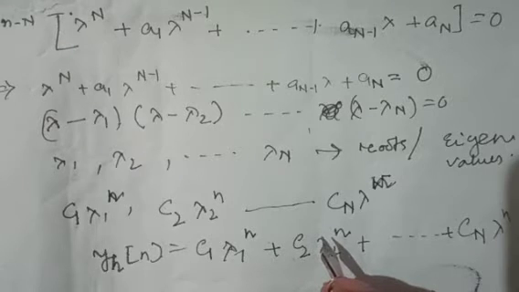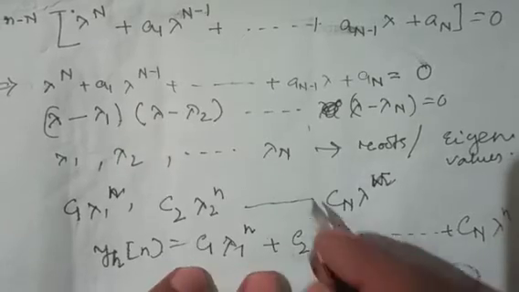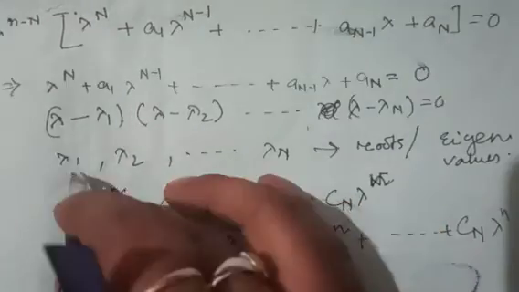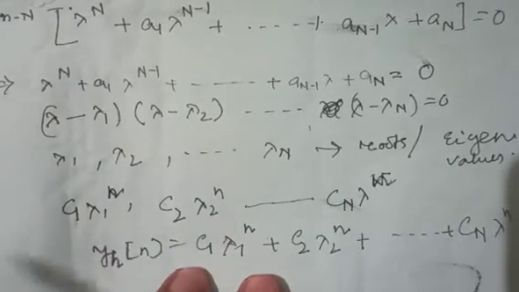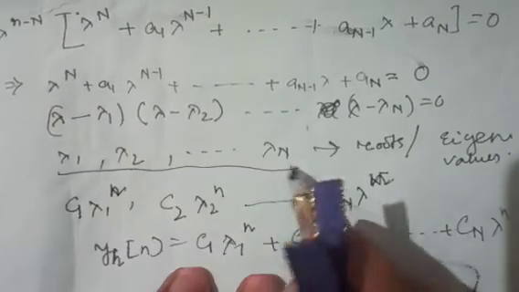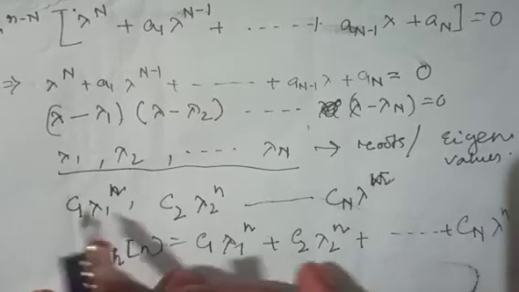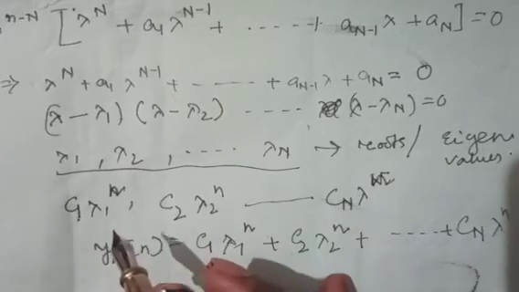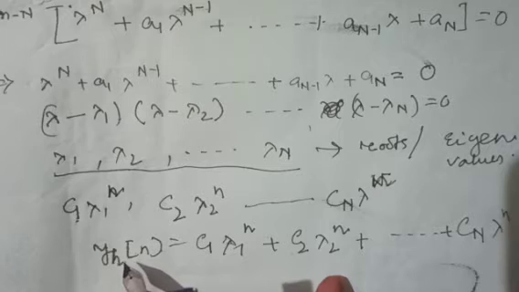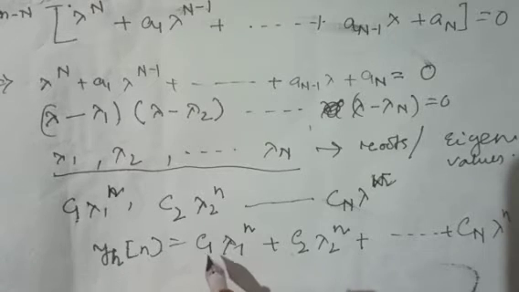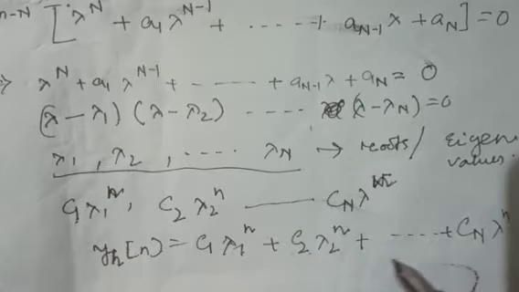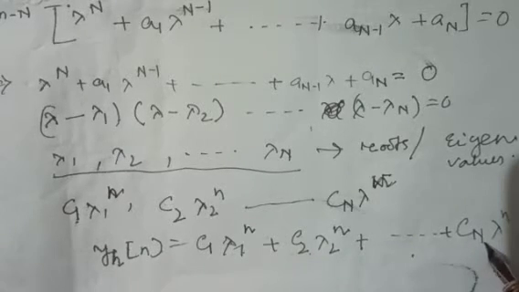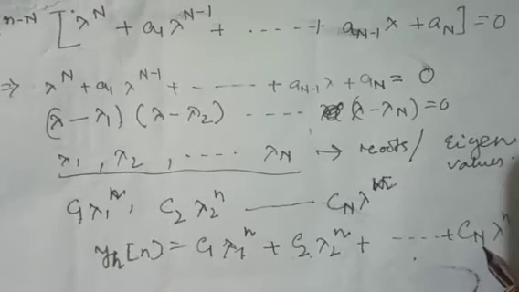So this is the case when the roots lambda 1, lambda 2, lambda 3, up till lambda n are distinct. If these roots are distinct, then the solution will be like this, and as a result the general solution for the homogeneous response will be C1 lambda 1 to the power n, C2 lambda 2 to the power n, and so on, plus Cn lambda n to the power n.